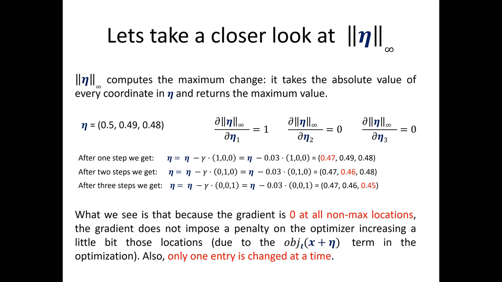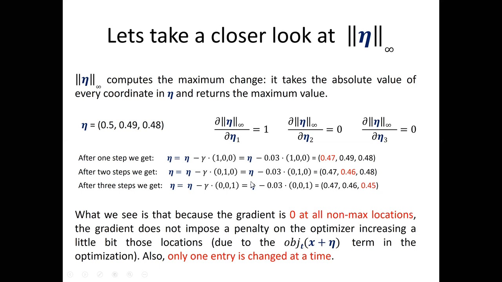Okay, so if we try to do minimization here, we still have some factor gamma, just like we scale as usual. What we're going to end up with is the following situation. After the first step, we take the original eta and subtract this value of gamma. Let's say gamma is 0.03. We subtract this from the original eta, and we end up with the new vector 0.47, 49, 48, and so on.